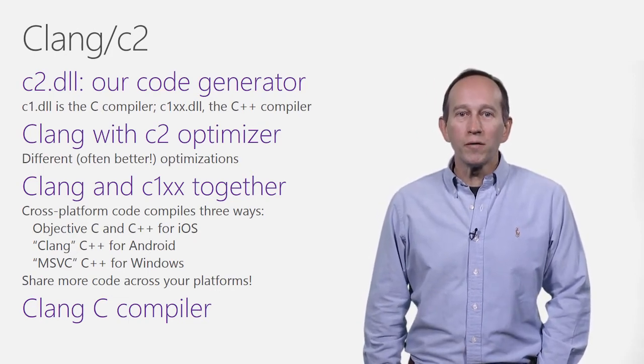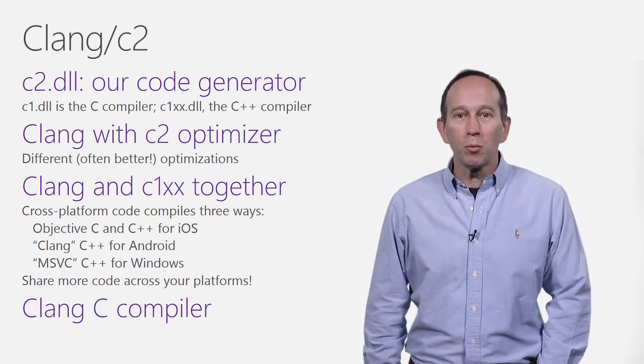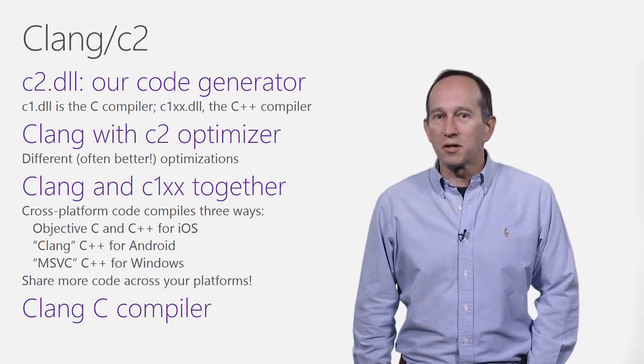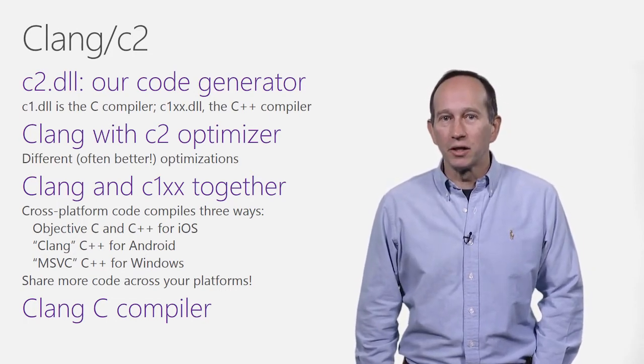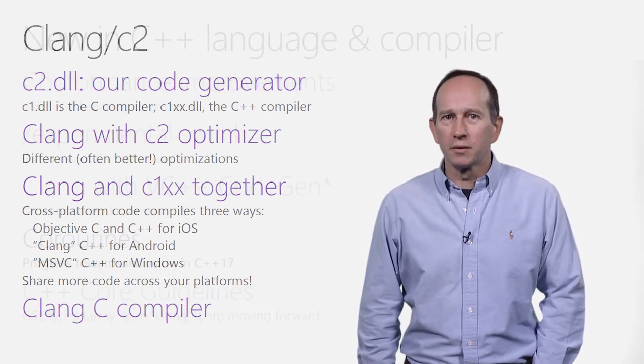This lets you share more of your code across target platforms. And being able to use our optimizer with Clang will provide you with better optimizations on Windows. Note that we're not reducing our support for C1XX in any fashion. This is about giving you more options, not about forcing you onto a new compiler.